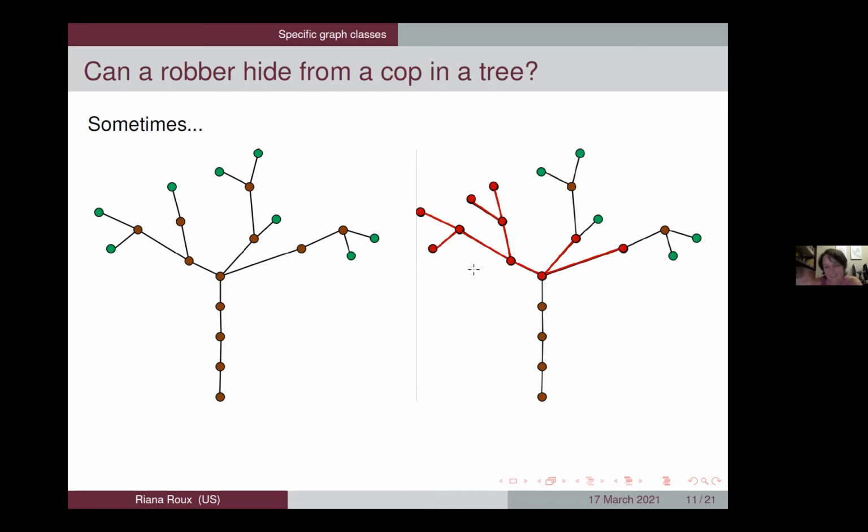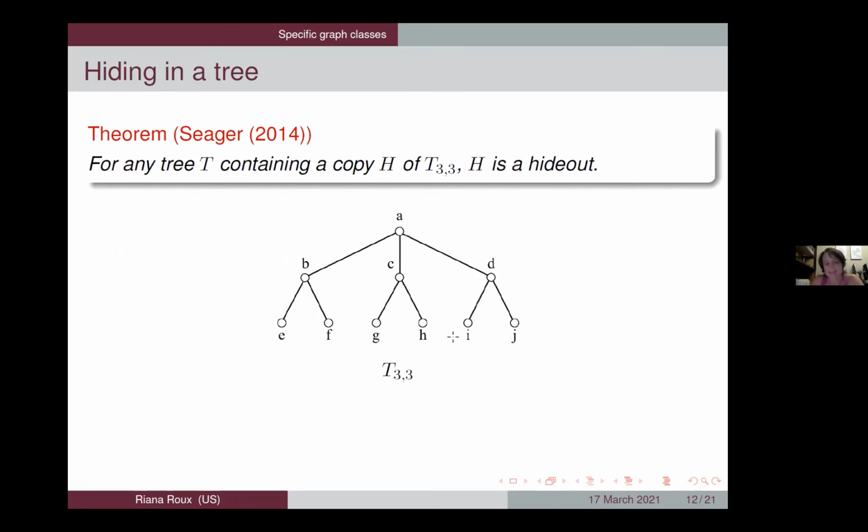So yes, you can hide in the right-hand side and not in the left-hand side because we can see this red substructure. This work was done by Seeger in 2014, and she showed that this graph T33 is a hideout. So the robber can hide from a cop just by staying on this graph. He doesn't have to go anywhere else. A single cop can't catch him if this is present. I want to show you why. It's quite nice.